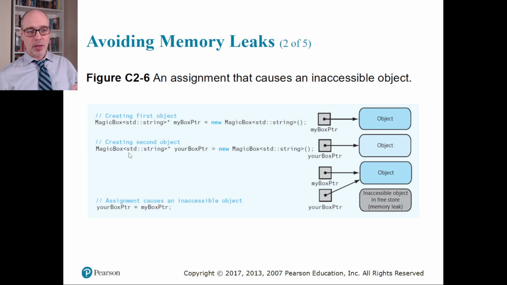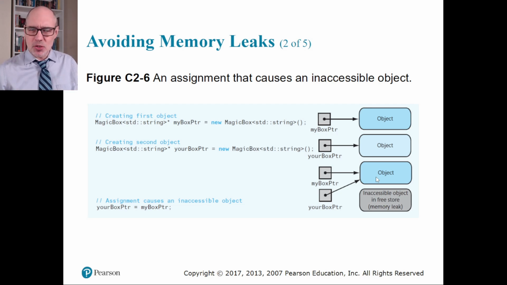And we basically do that again. So another magic box pointer called yourBoxPointer, allocating another new magic box. So you get this second object that's in kind of light blue there, and yourBoxPointer is tracking where that is in the free store. And then there's this third line of code. It's just an assignment statement. Remember, these are pointers. So it's taking the address that's in myBoxPointer and copying it into yourBoxPointer. And the problem there is you just overwrote what used to be in yourBoxPointer. So now you have both myBoxPointer and yourBoxPointer directing you to where that first magic box object is.